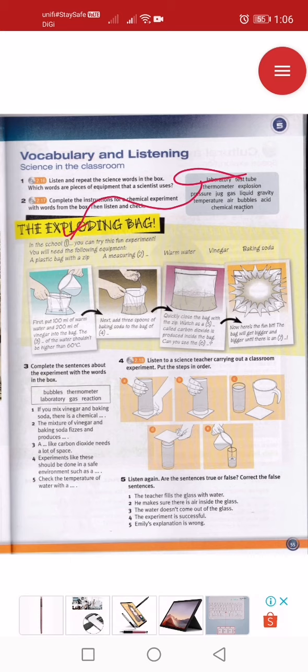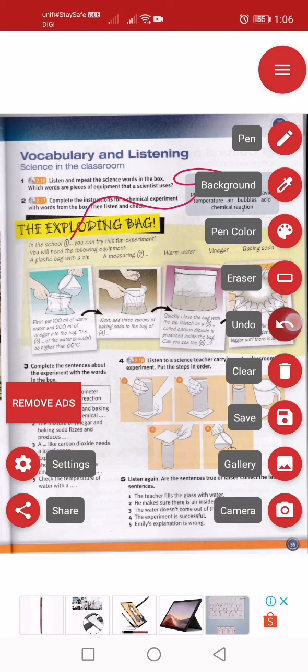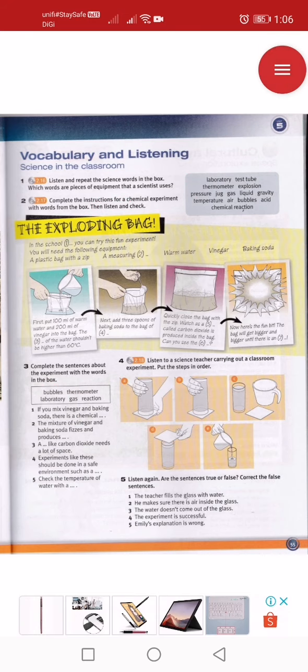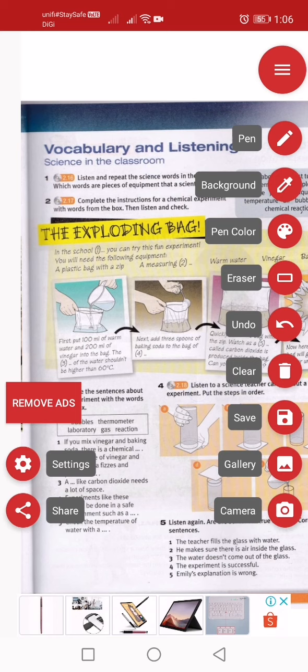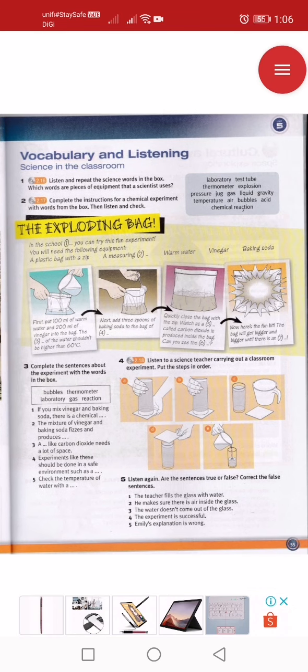Okay, lab. You can try this fun experiment. Experiment in the end is experiment also. Experiment in BM is experiment ataupun uji kaji. Ataupun kajian. You will need the following equipment. Equipment ialah alatan. Remember, equipment is an uncountable noun. Kamu tak boleh tambah S. You cannot add S behind the word equipment.